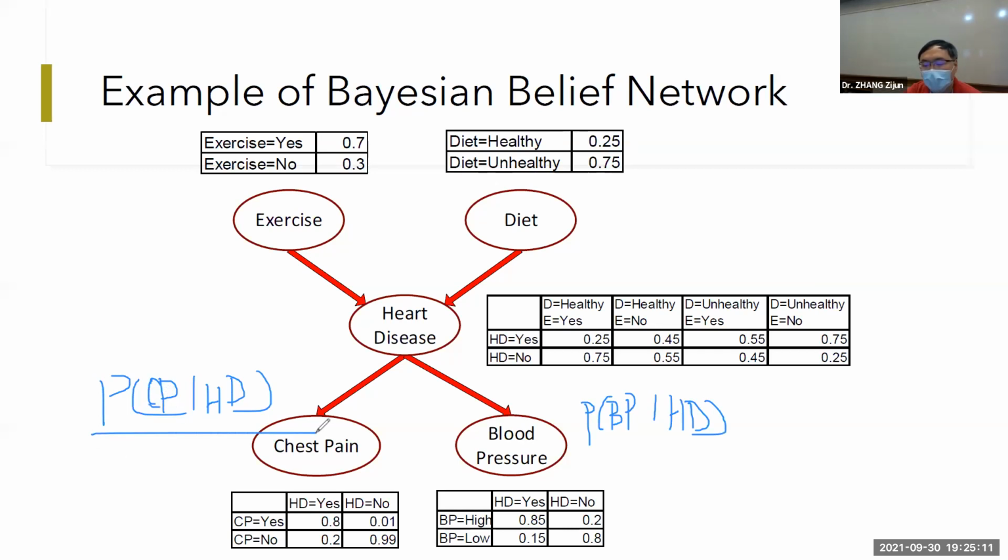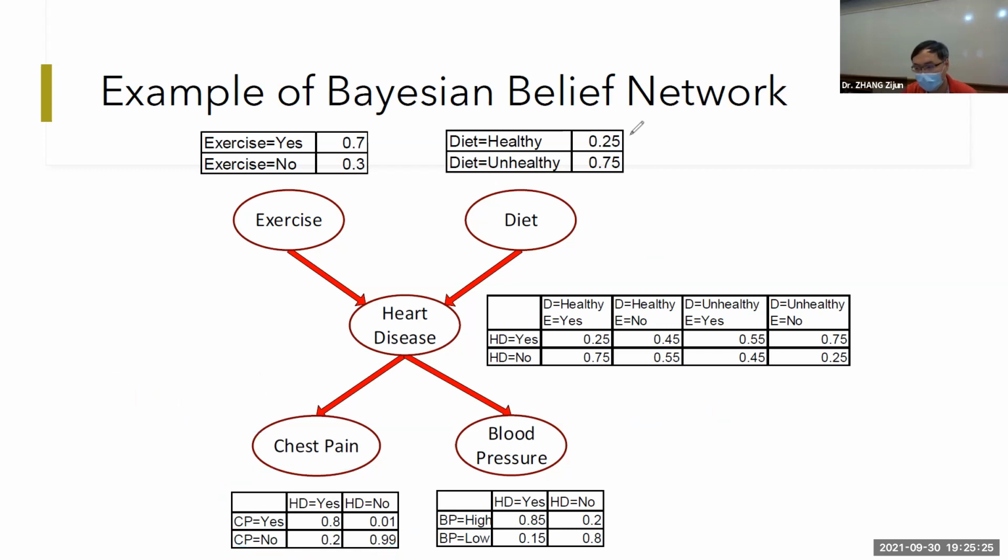So for such a conditional probability, we will have a table like this. CP has 2 conditions. HD also has 2 conditions. So you have a 2 by 2 matrix of probability. Okay. So is my illustration of this figure good enough, you guys?